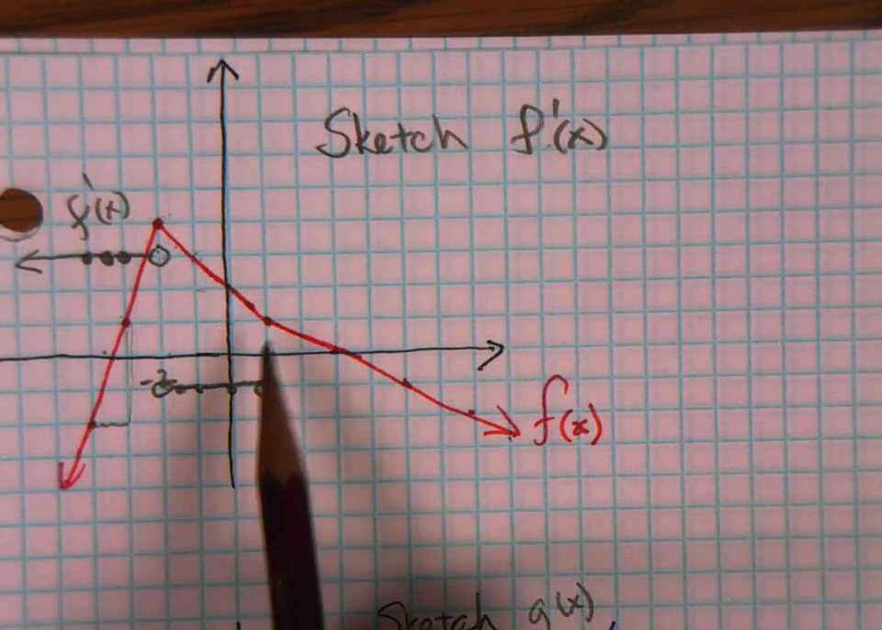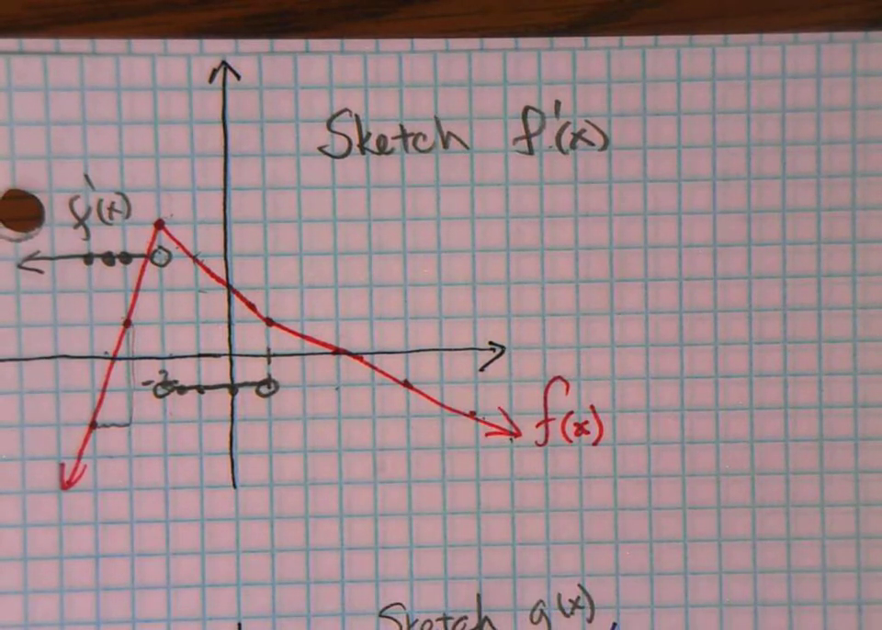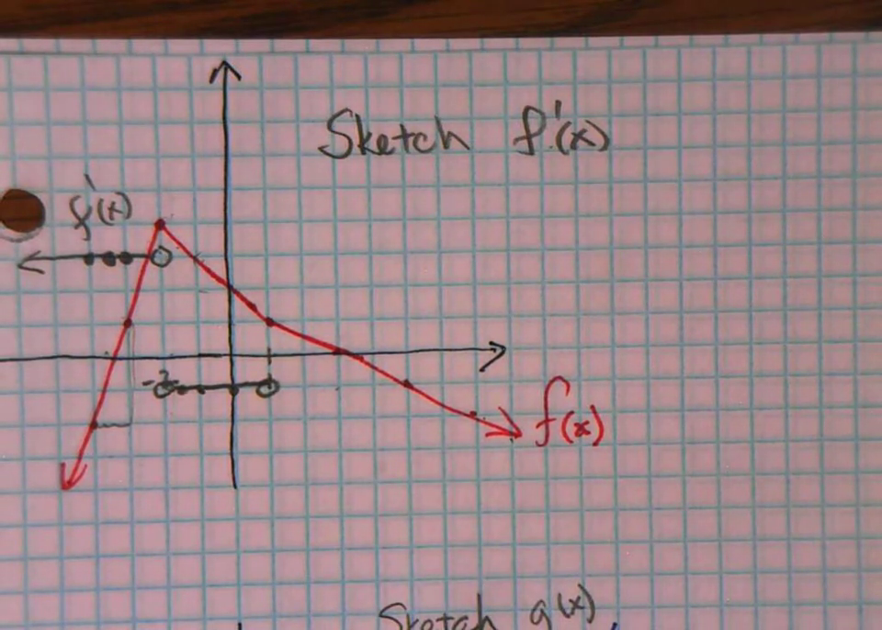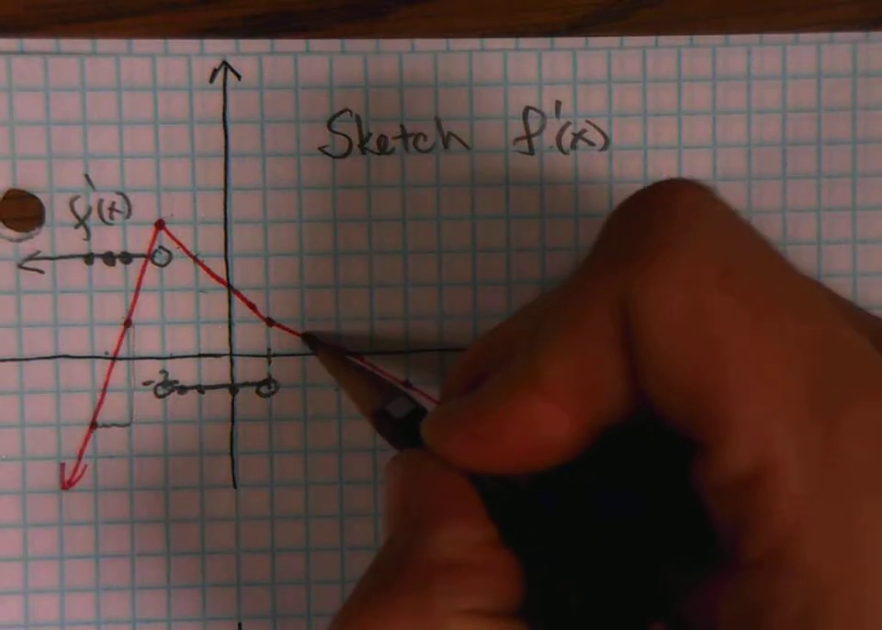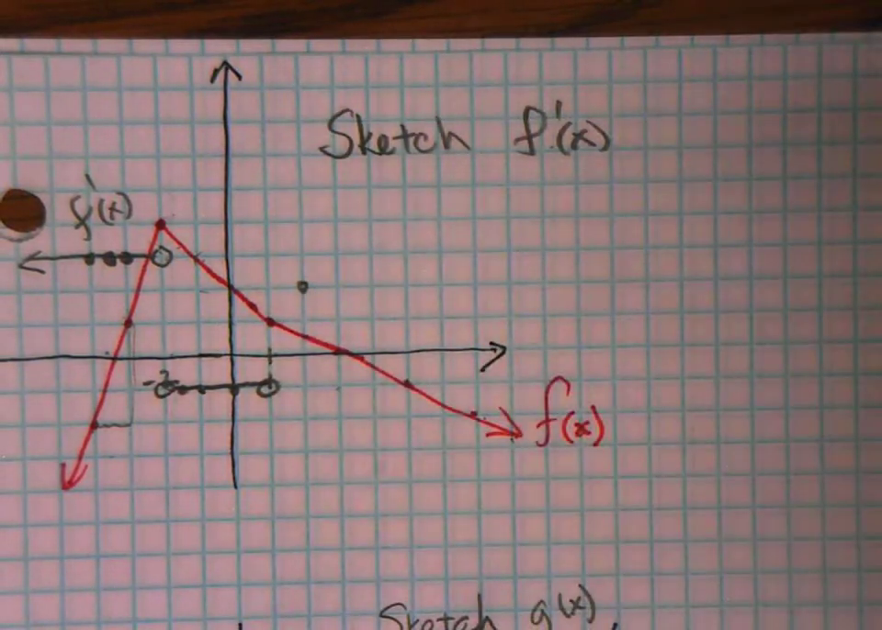Let's count off the slopes here to the right of 1. That's down 1 to the right 2, down 1 to the right 2, down 1 to the right 2. So everywhere over here, f has a slope of -1/2. So f has a slope of -1/2, f prime is equal to -1/2.